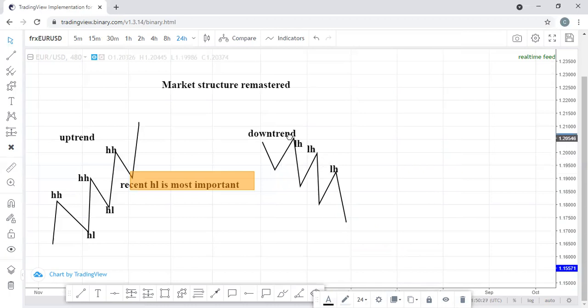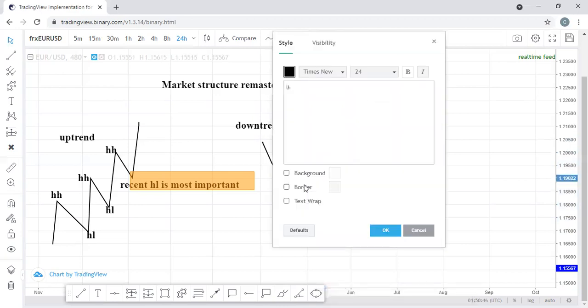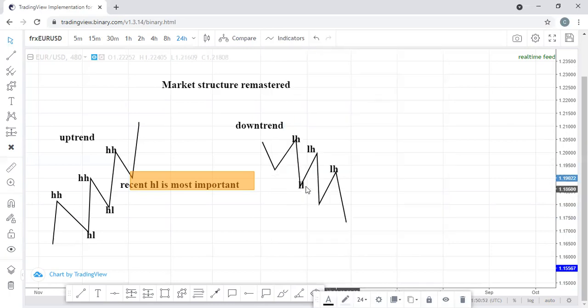Sorry, I had to use small letters. Should be using capital letters. So this is what you should see in a downtrend, right? Lower high, lower high, lower high. So let's make this complete. Okay. So this is lower lows. You should know all this by now.